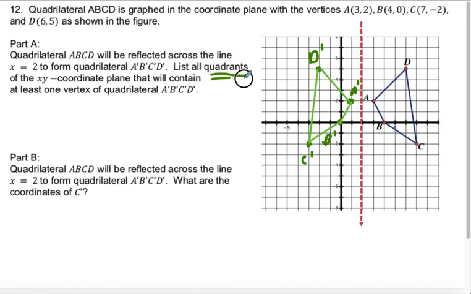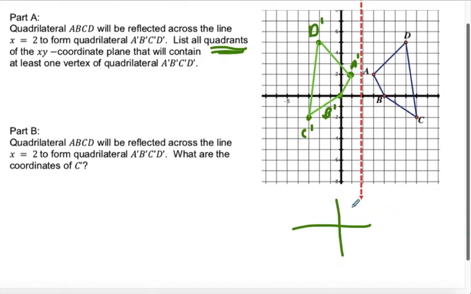Okay, so quadrants are part of the coordinate plane. The coordinate plane is separated into 4 parts. This area is called quadrant 1, this area is called quadrant 2, this area is called quadrant 3, and this area is called quadrant 4. So they're asking you, where is your new image? What quadrant is it on?